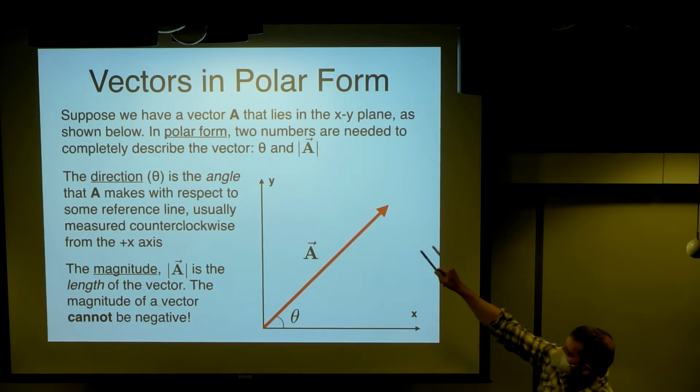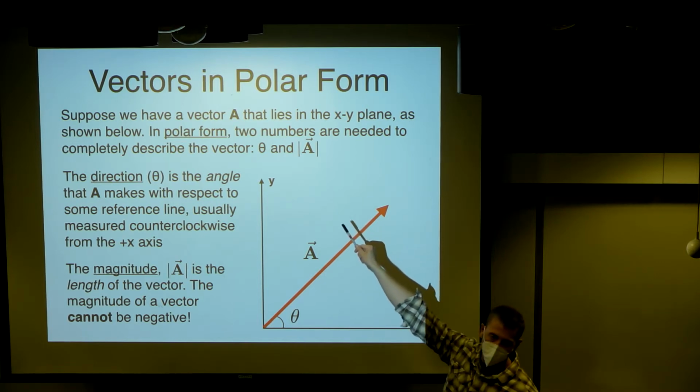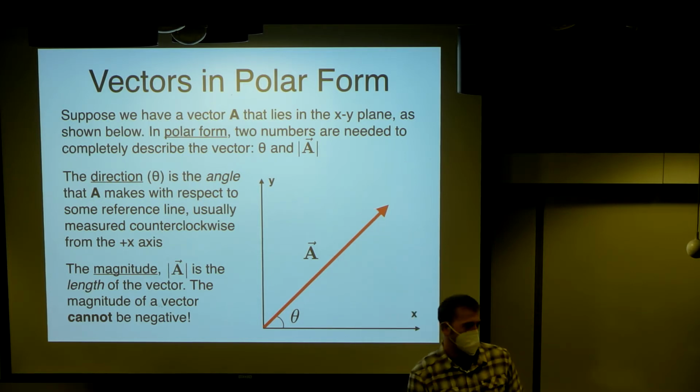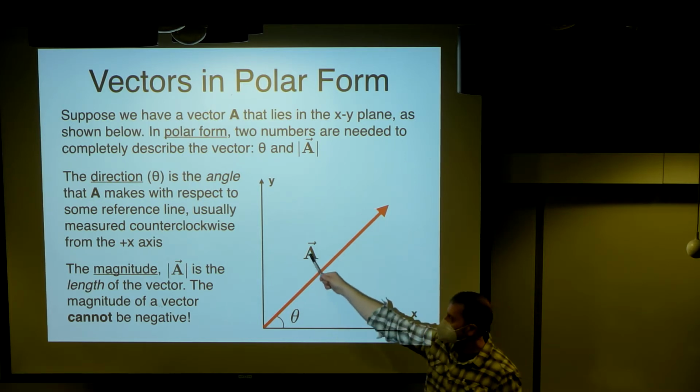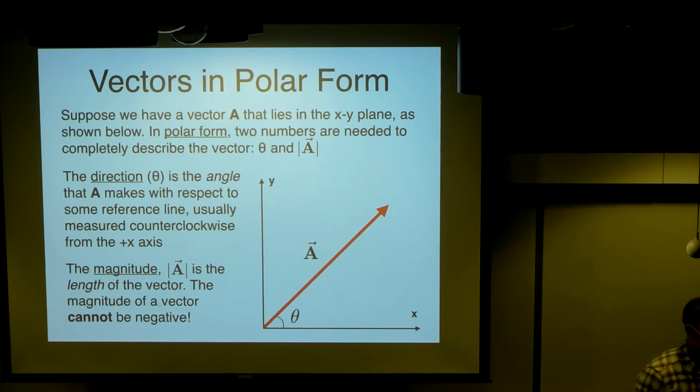Another way to notate that we have a vector is to put it in boldface. You see how at the very top I write vector A in boldface? You can do either one. But typically if you're writing by hand, you put the arrow on top because it's hard to write in boldface.